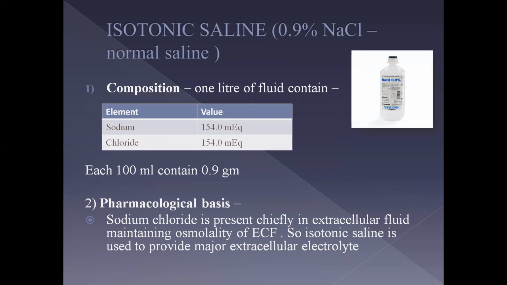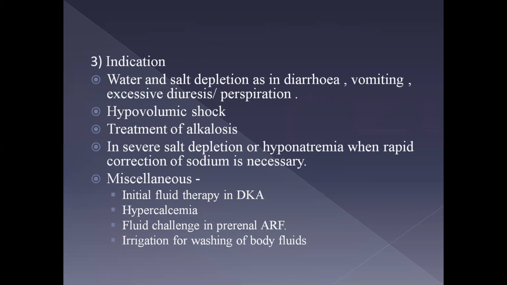Now we'll see isotonic saline, that is 0.9% NaCl, normal saline. Composition: 1 liter of fluid contains sodium 154 milliequivalent and chloride 154 milliequivalent. Each 100 ml contains 0.9 gram of NaCl. Pharmacological basis: sodium chloride is present chiefly in extracellular fluid, maintaining osmolarity of ECF. So isotonic saline is used to provide the major extracellular electrolyte.